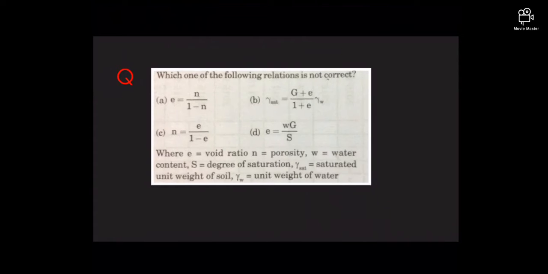Which of the following relations is not correct? So they have asked which one is not correct. They are not asking which one is correct. So just be careful with the question. So just go through the options.